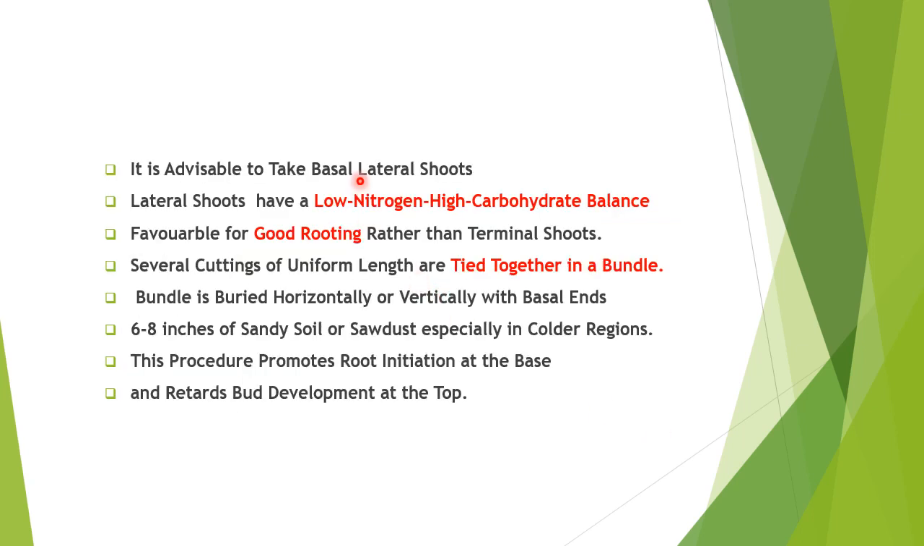It's advisable to take basal lateral shoots. Lateral shoots have a low nitrogen, high carbohydrate balance, which is favorable for good rooting. And then you take the terminal shoots. Terminal shoots have a high nitrogen and low carbohydrate ratio. Several cuttings of uniform length are tied together in a bundle. This is on the larger scale, and the bundle is buried horizontally or vertically with basal ends. How will we differentiate the basal end? Because you have made a straight cut, and at the top you have made an oblique cut.